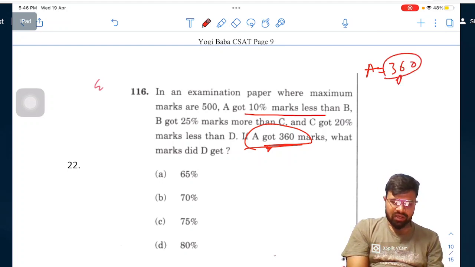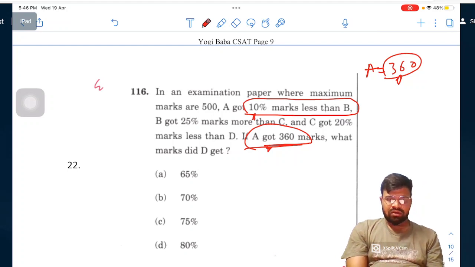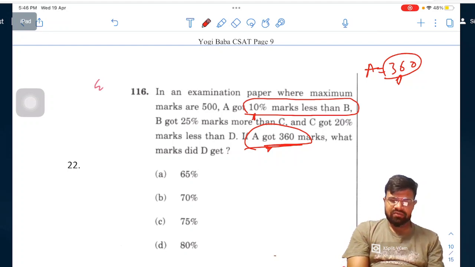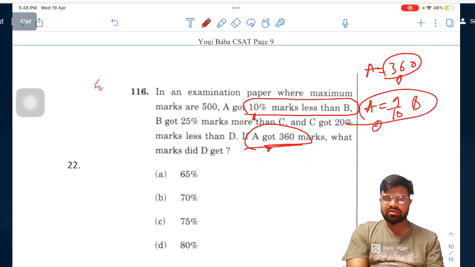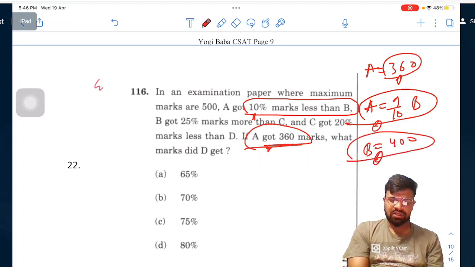Now A got 10% marks less than B. So A is equal to 9 by 10 of B, 90% of B. So 90% of B is equal to 360. That means B is equal to 400. This is how you will get this. Now B got 25% marks more than C. That means B is equal to 125% of C and is equal to 400.